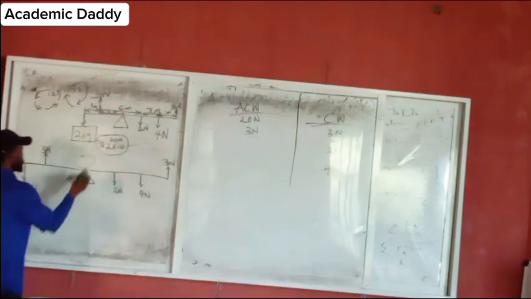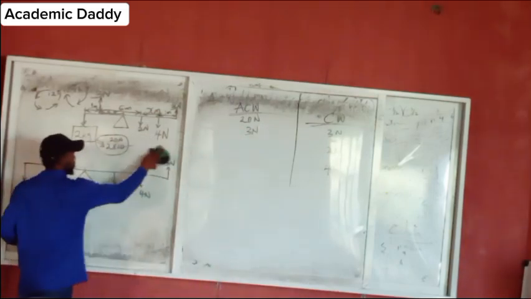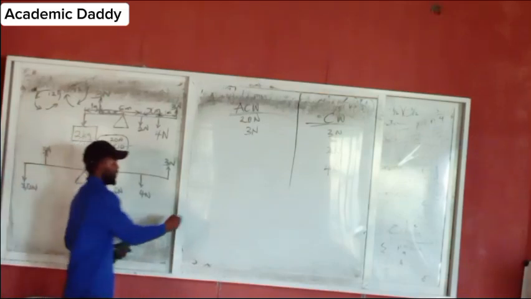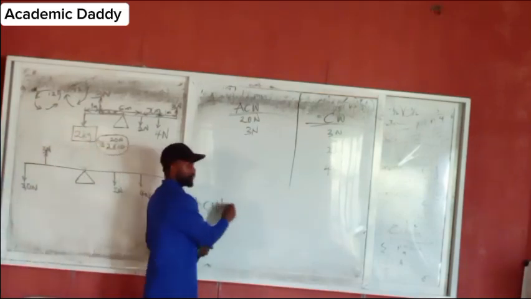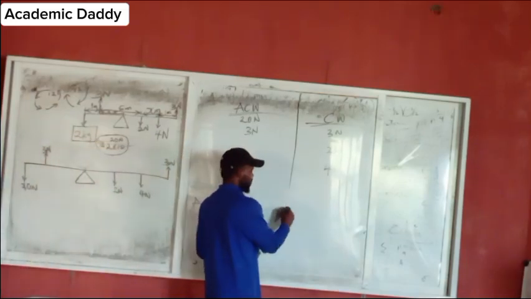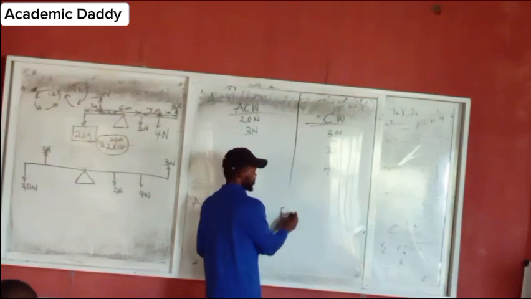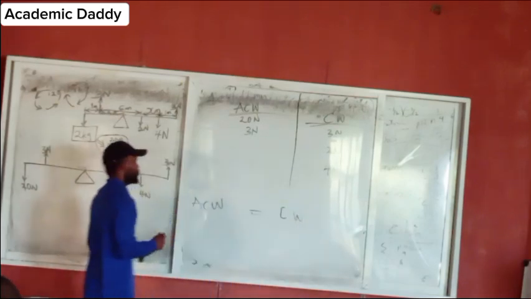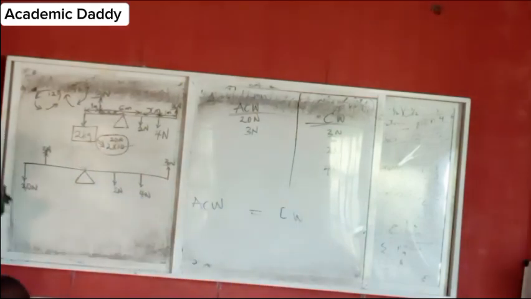So the minute you are done with analyzing the direction, we need to remember that anti-clockwise moments must be equal to clockwise moments. So I write it out. Now the next thing I need to do is to apply the principle of moment, which says force times perpendicular distance. So I will ask myself, what are the forces acting on the anti-clockwise moment and what are the forces acting on the clockwise moment?